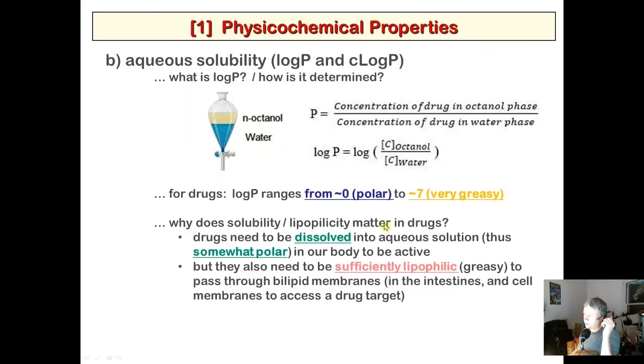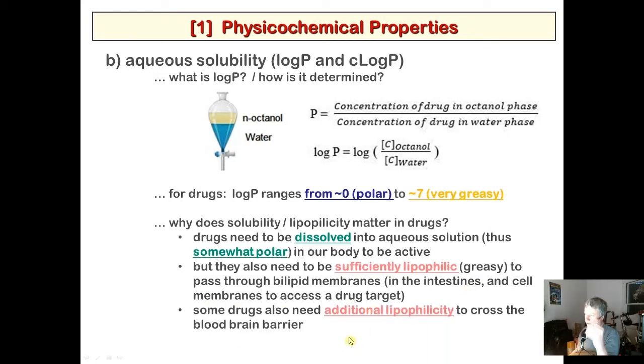Okay, so as I was saying, drugs need to be sufficiently lipophilic to pass through bilipid membranes, either in the intestines or in a cell membrane to access the drug target. Some drugs need additional lipophilicity if you're trying to pass the blood-brain barrier. Okay, so the blood-brain barrier is very greasy, so neurologically active molecules may need to be a little more greasy.